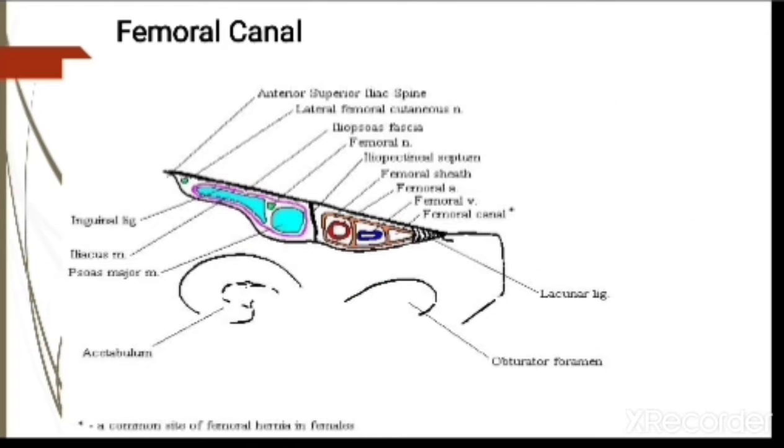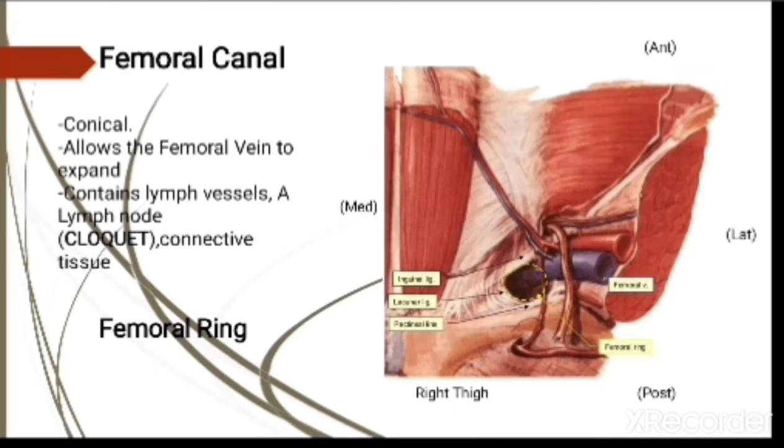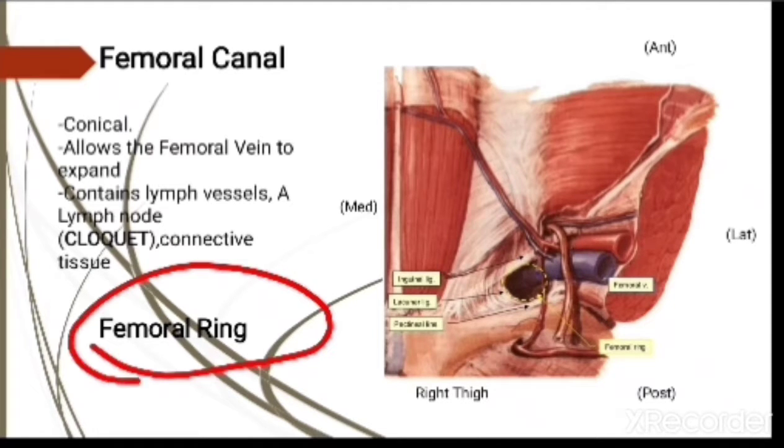So this is the superior view of the femoral sheath, where we can see the three compartments. The femoral canal, as it has been highlighted in the image, is conical. It allows the femoral vein to expand. It contains the lymph vessels and a small lymph node of Cloquet, and some loose areolar tissue is found over here. Then there is a term known as femoral ring. The upper border of the femoral canal is known as femoral ring.